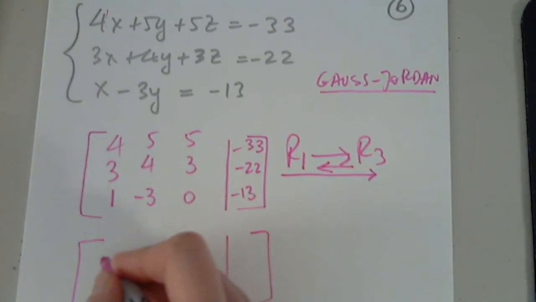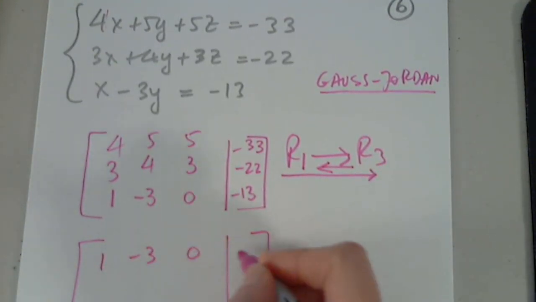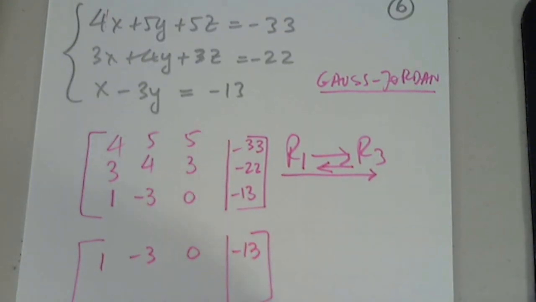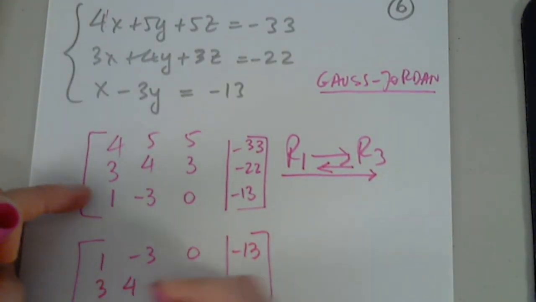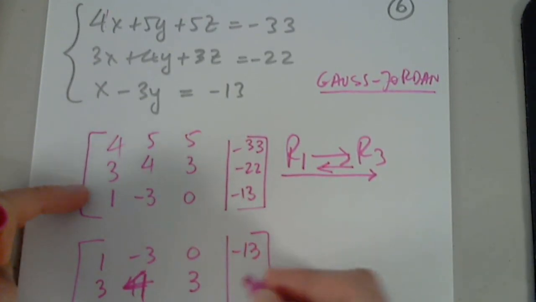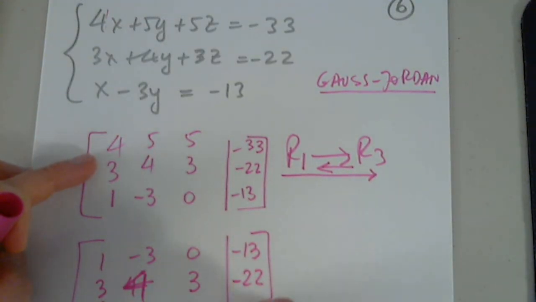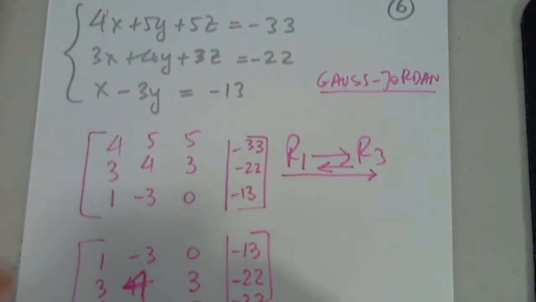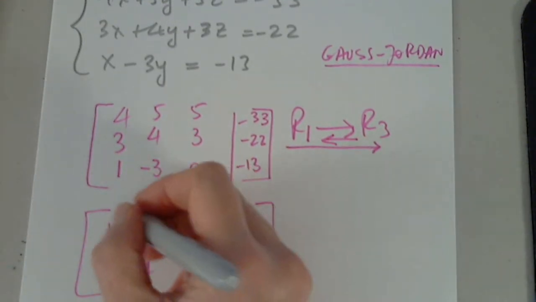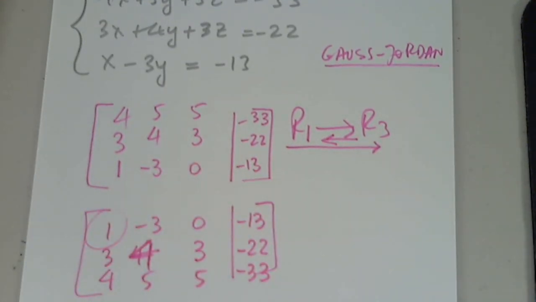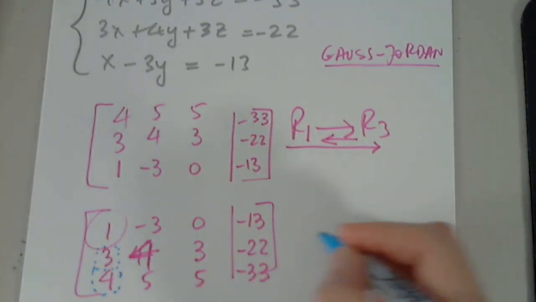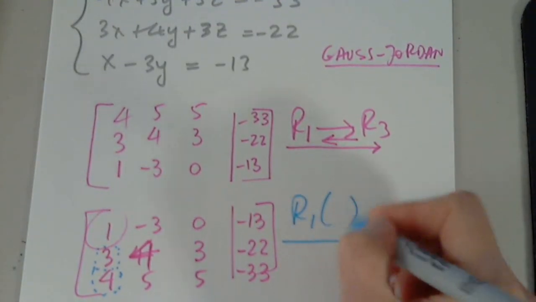Okay. So 1, negative 3, 0, negative 13. 3, 4, 3, negative 22. 4, 5, 5, negative 33. I accomplished my 1. That is my first concern always. And now I have to eliminate these. I will have to use row 1 twice.